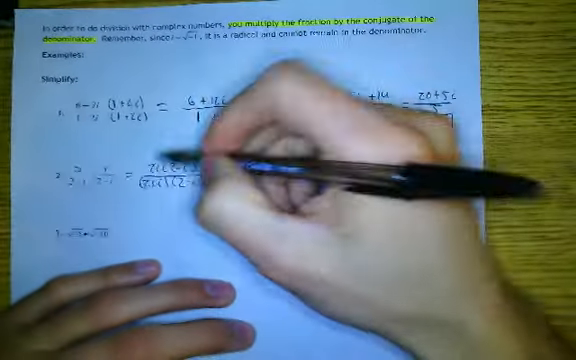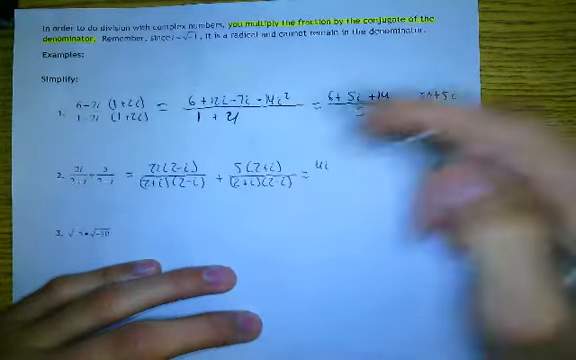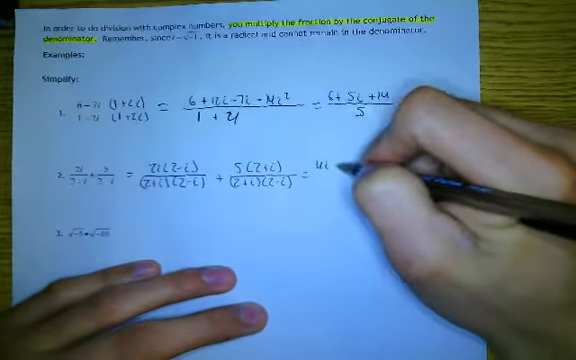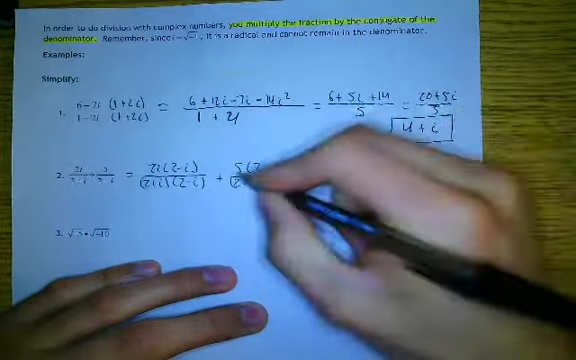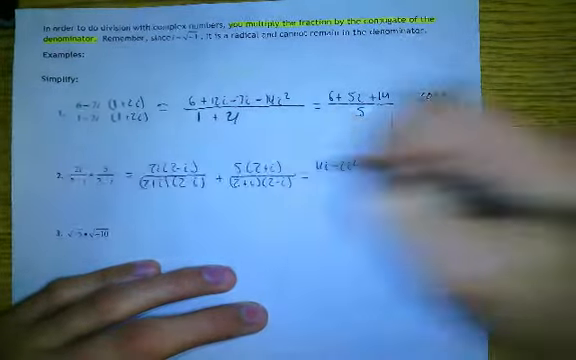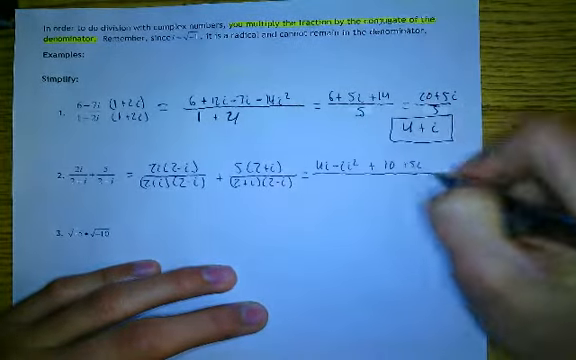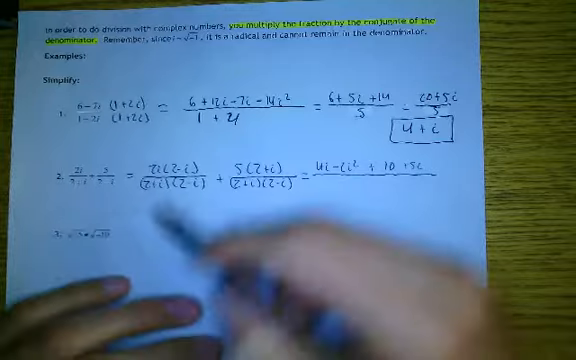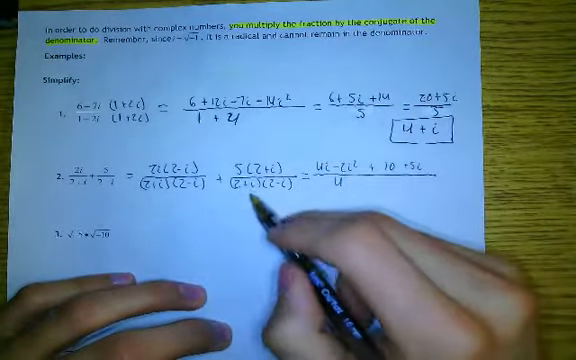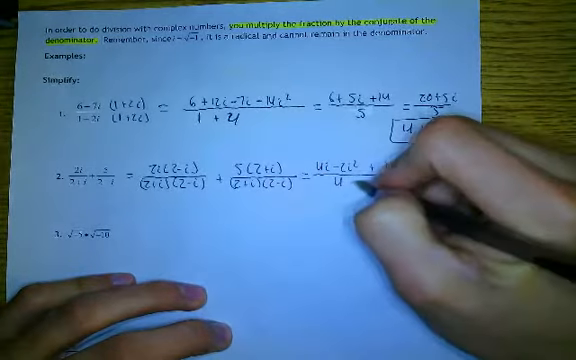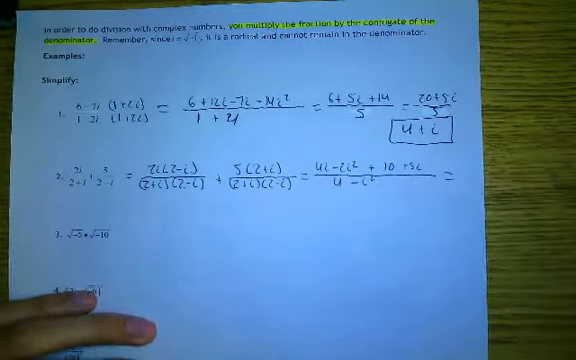So on the top you have 2i times 2, that's 4i. 2i times negative i becomes negative 2i squared. And then you have plus 5 times 2 is 10. 5 times i is 5i. All over 2 times 2 is 4. And i times negative i is negative i squared. Alright, we're going to simplify all this.